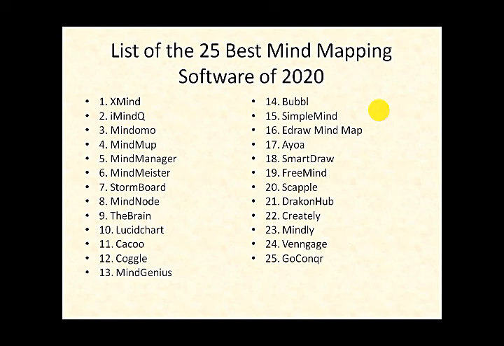This is where Tony Buzan created iMindMap. This is collaborative. SmartDraw, I use it, SmartDraw. I'm already using this one, but Tony Buzan's mind map is very beautiful. I draw many more mind maps in this software, iMindMap. FreeMind, Capital, Dragon, Creately, Mindly, and others. These are the best software in 2020.